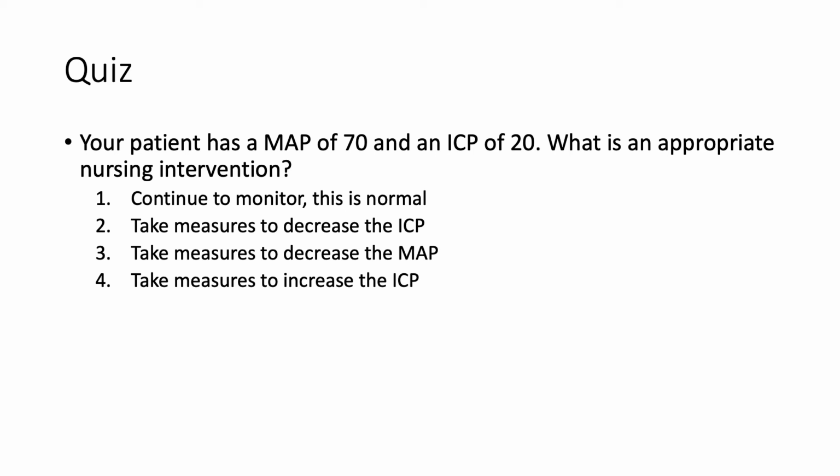The correct answer is 2. Take measures to decrease the ICP. So this patient has a CPP of 50, 70 minus 20. Because the CPP is low, we need to address the abnormal number, and in this case, that's the ICP, which is too high. So we need to reduce that counter pressure, that ICP, to improve CPP.